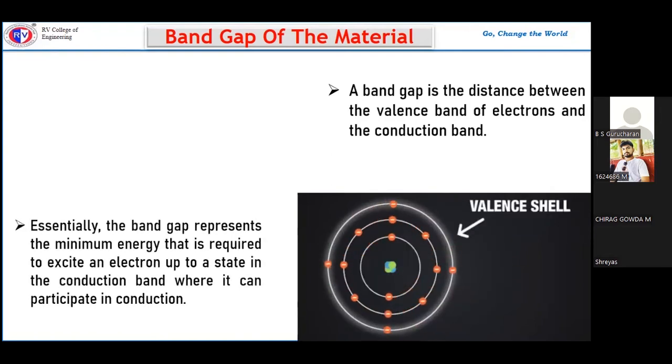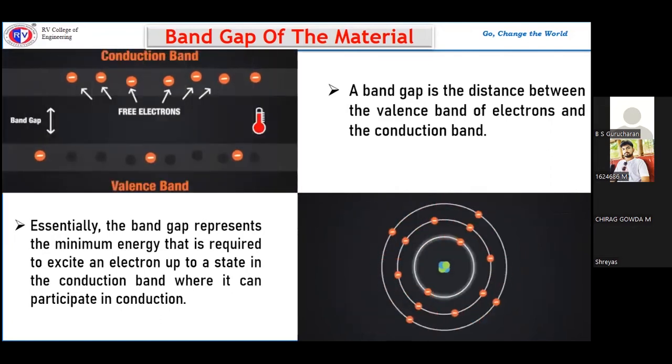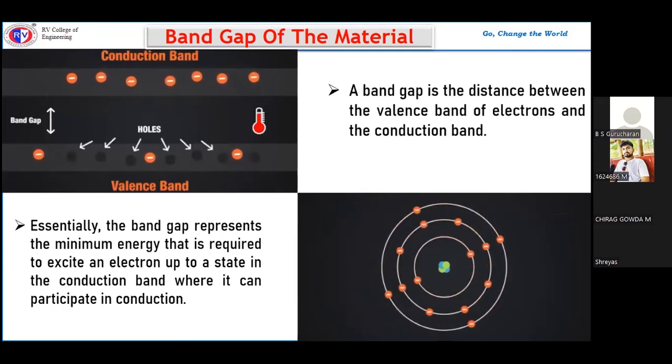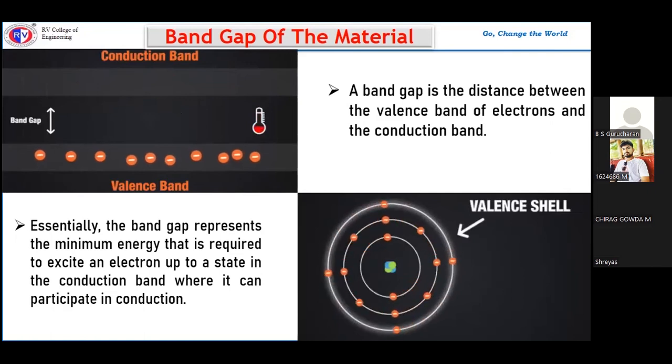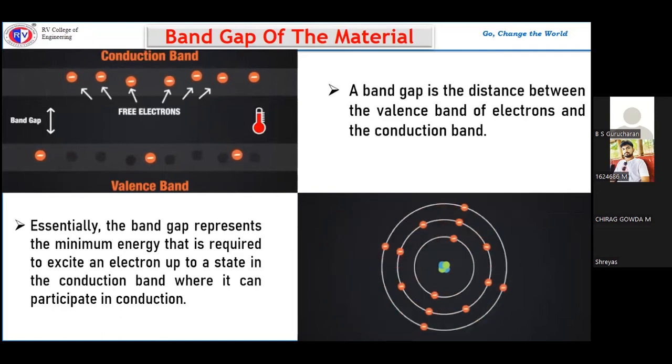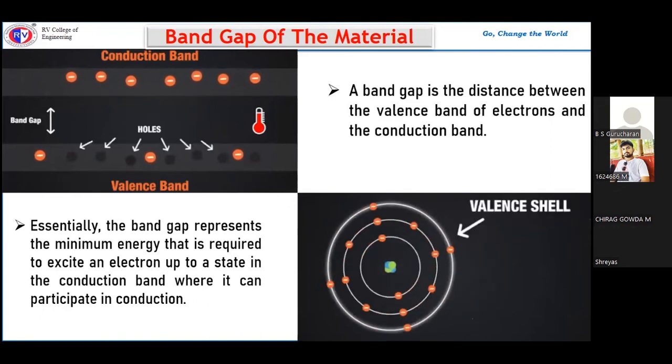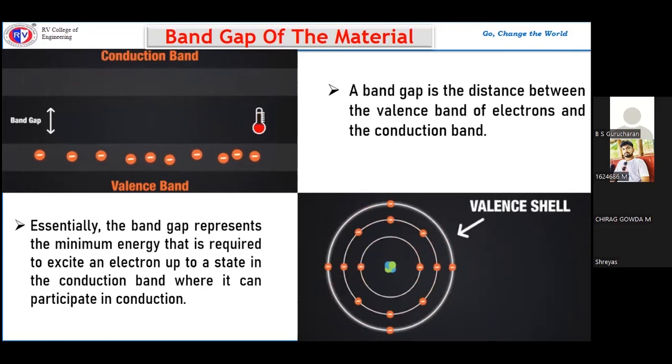Essentially, this band gap represents the minimum energy required for the electron to jump from the valence band to the conduction band. As you can see in this picture, initially all the electrons are in the valence band, and when sufficient energy is provided to them, they transfer from valence band to conduction band. This energy difference between the conduction band and the valence band is called the band gap.